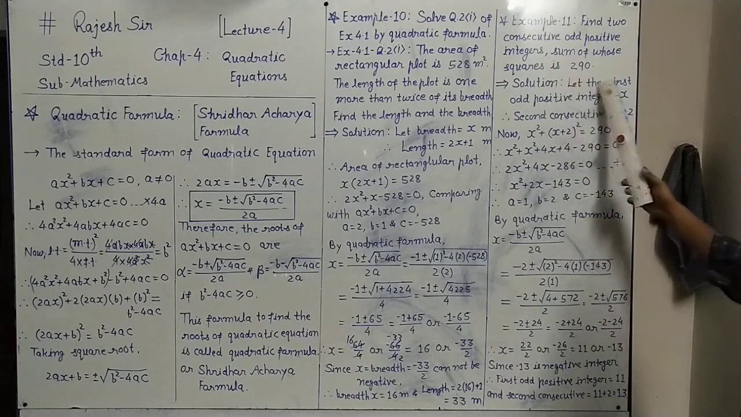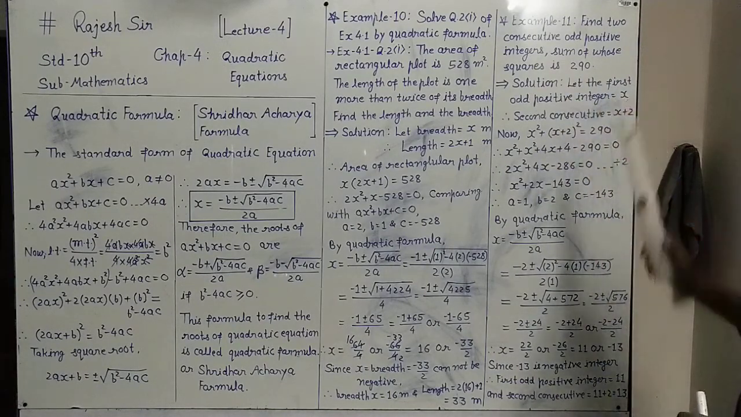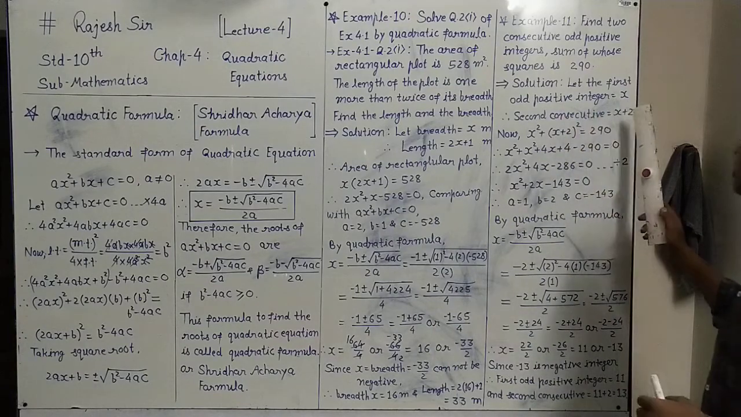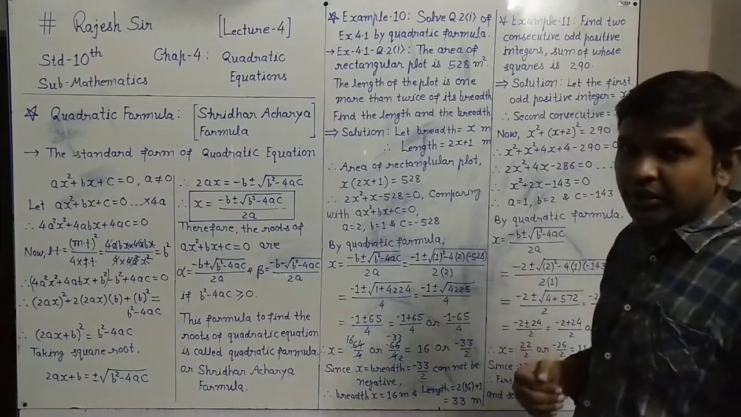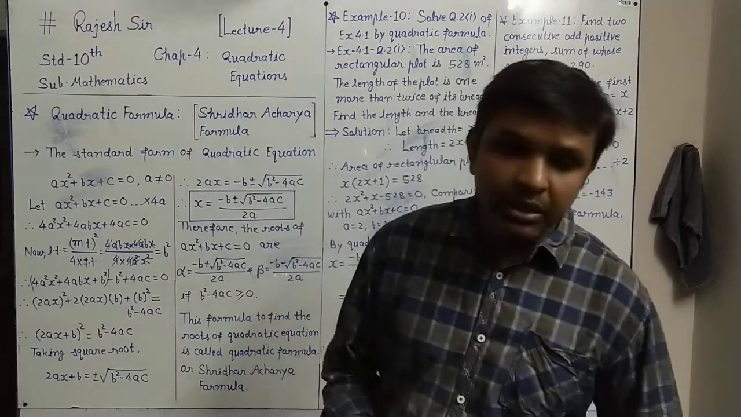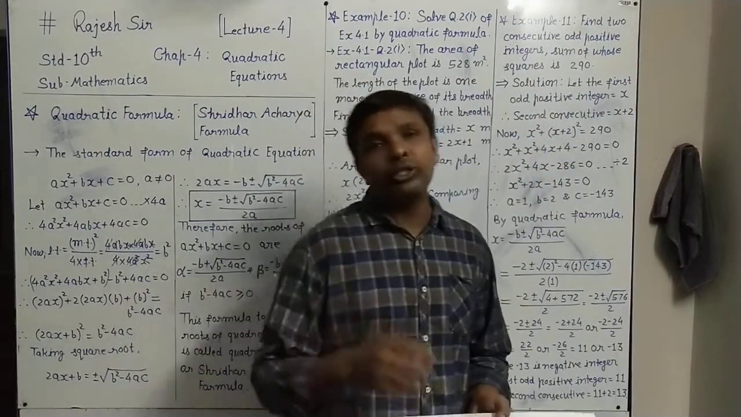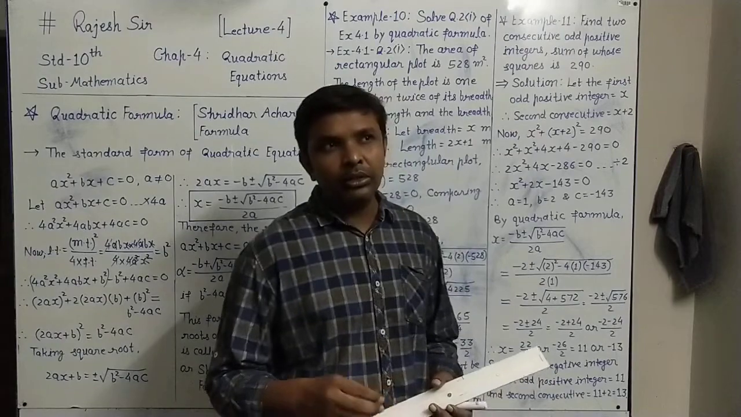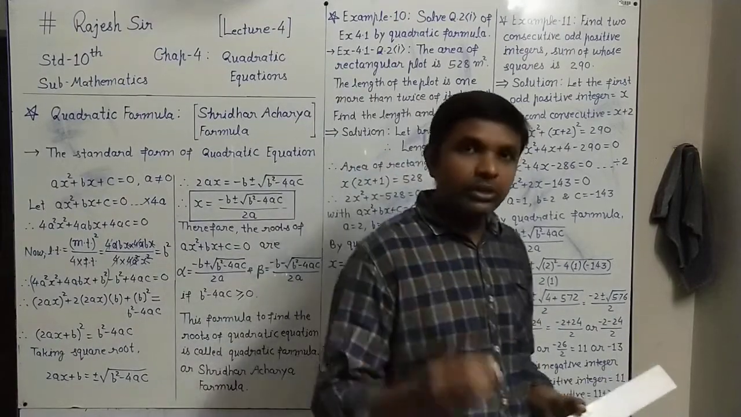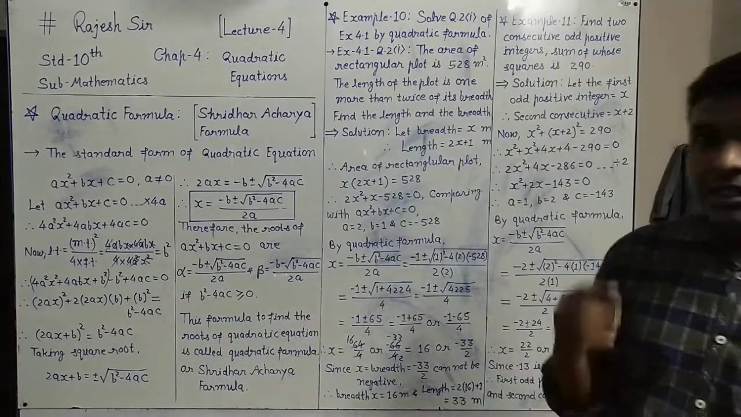So, the solution is: let the first odd positive integer be x, and therefore its second consecutive is x plus 2. Now, the question is why we have considered x plus 2. Think of any example of an odd positive integer. Suppose you are thinking about 21. The first odd positive integer is 21.